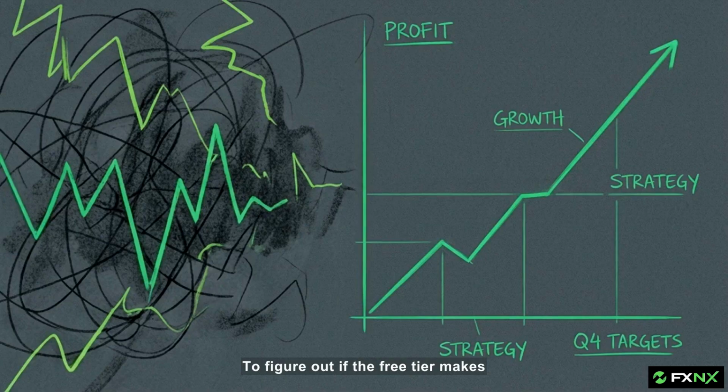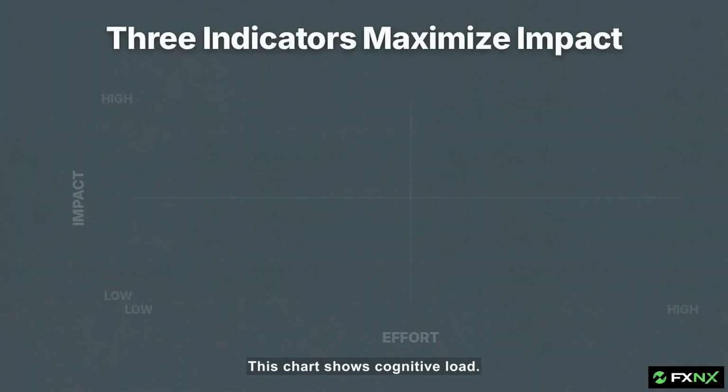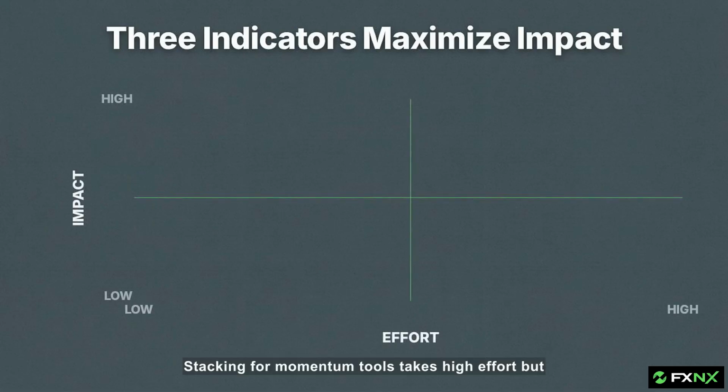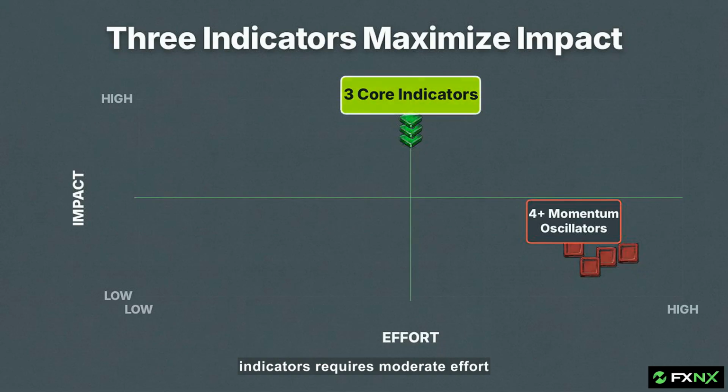To figure out if the free tier makes sense, we have to run an ROI analysis. We are weighing the physical effort of managing a constrained setup against the financial and psychological outcomes. This chart shows cognitive load. Stacking 4 momentum tools takes high effort, but yields low impact as signals contradict. Conversely, mastering a clean chart with 3 core indicators requires moderate effort, but yields high impact outcomes.